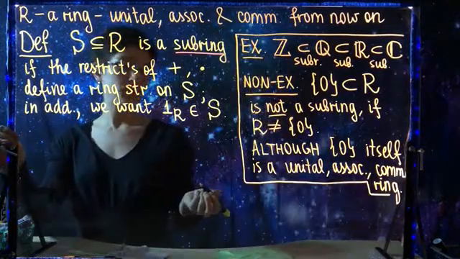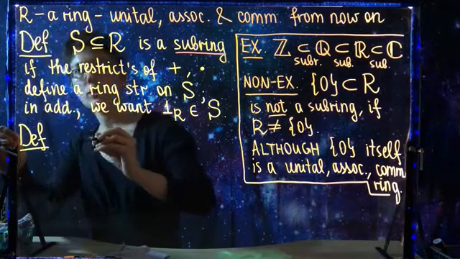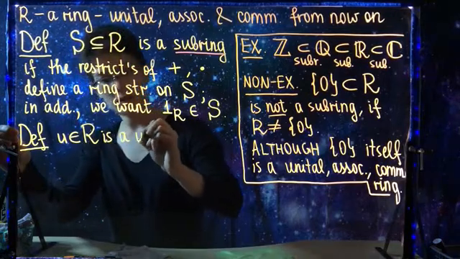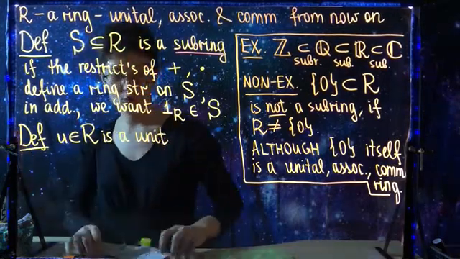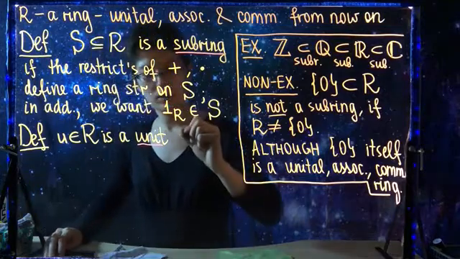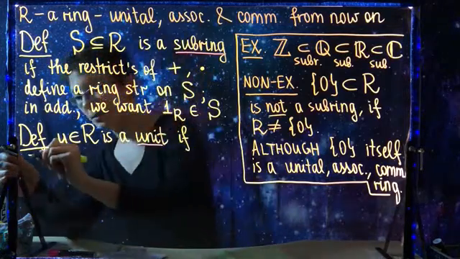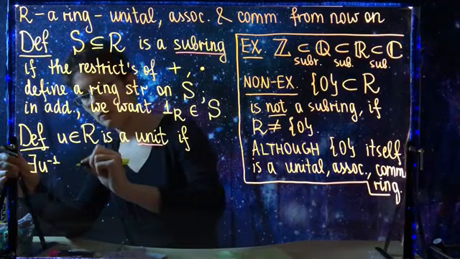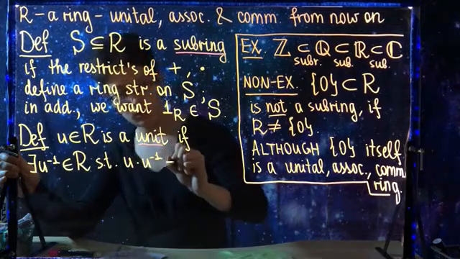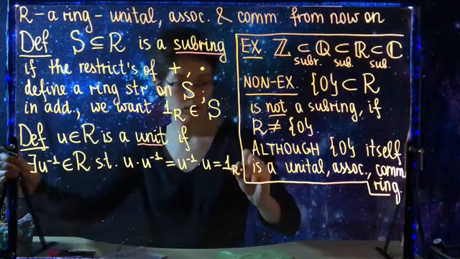Now we move on to the properties of elements inside the ring. So, definition: we say that an element U inside R is a unit, not to be confused with identity, if there exists its multiplicative inverse. If there exists U inverse inside R, such that U times U inverse is equal to U inverse times U is equal to identity.